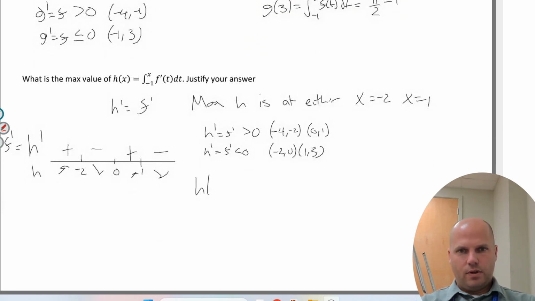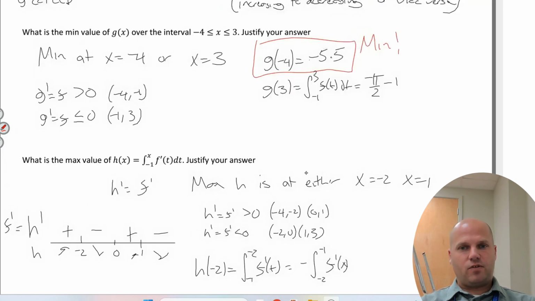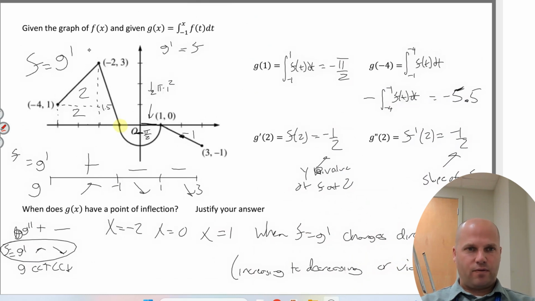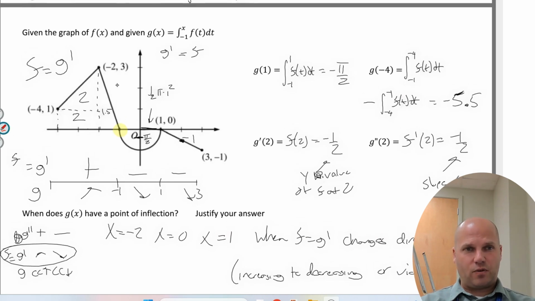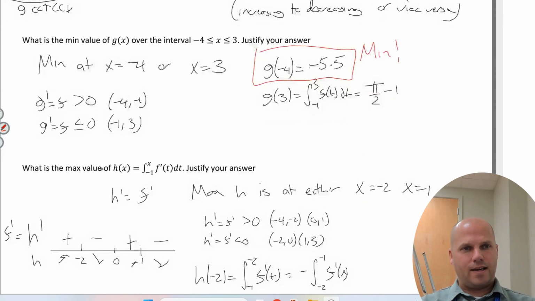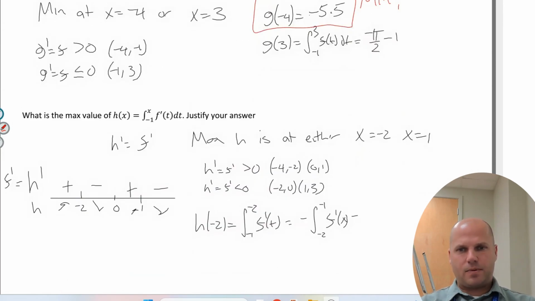H of negative 2 equals the accumulation from negative 1 to negative 2 of f prime, which is going to be the opposite of the accumulation from negative 2 to negative 1 of f prime. It might be easy enough to think about the slope of f from negative 2 to negative 1. The slope is down 1, 2, 3 over 1, so the slope here is negative 3. If I accumulate negative 3 over 1, I get negative 3. Take the opposite of it, get positive 3.